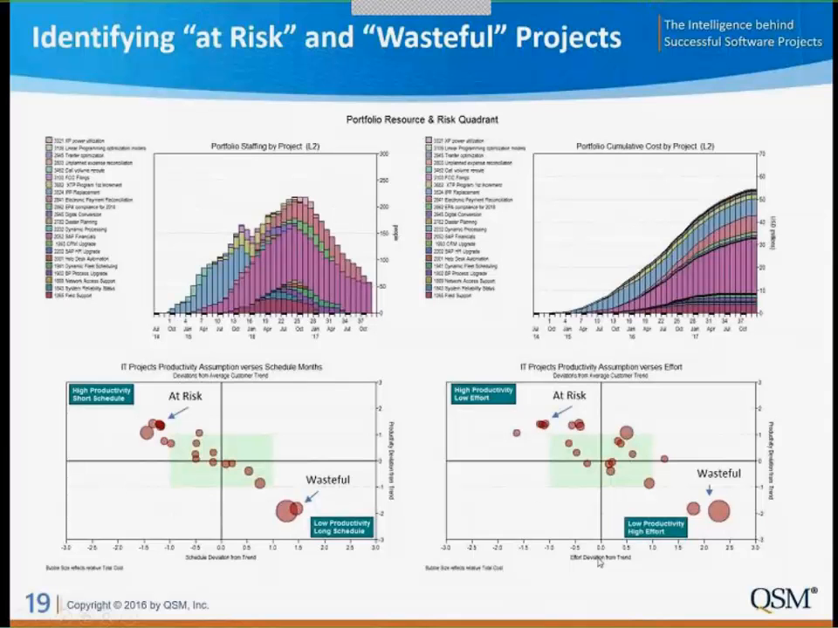So this is our effort deviation and productivity, and the same thing. We have some projects that are at risk from an effort standpoint and some that are wasteful. Nice thing is we can look at this one and say, well, that big bubble right there is probably this guy. That's a really low productivity assumption and it's a lot of effort. That's a wasteful project. Maybe we can do something about that. So it gives us one nice way that we can view the portfolio, staffing and cost, and also see our projects that are at risk and our ones that are wasteful.